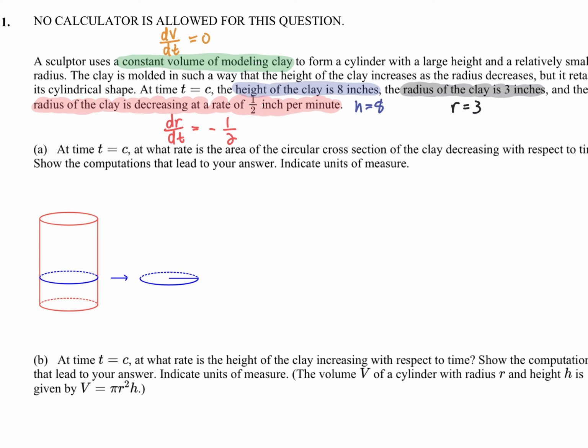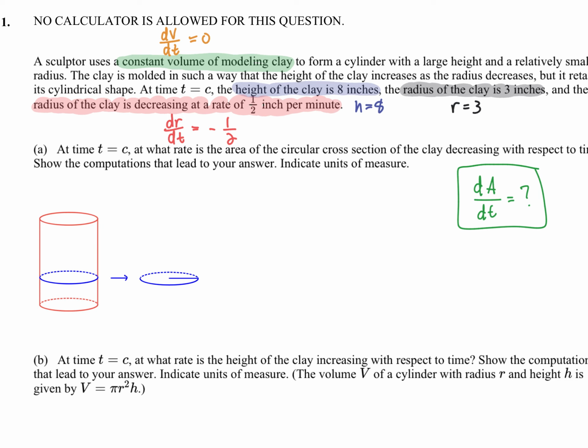Alright, so at what rate is the area of the circular cross-section of the clay decreasing with respect to time? What they're really looking for here is the rate that the area of that circular cross-section of the clay is decreasing. We know this is going to end up being negative since they tell us it's decreasing, but we want to know the rate that it's decreasing. So we want to know dA/dt.